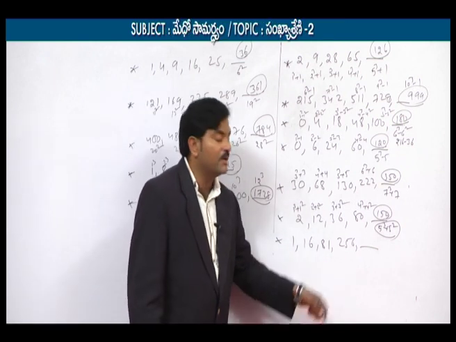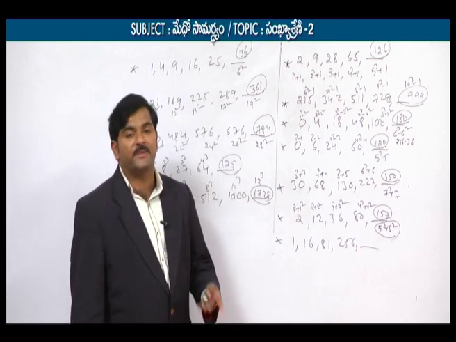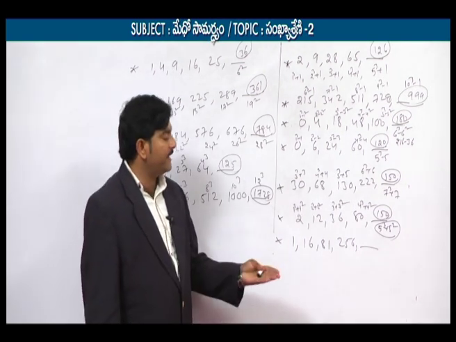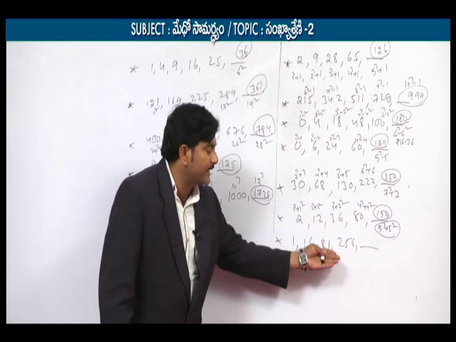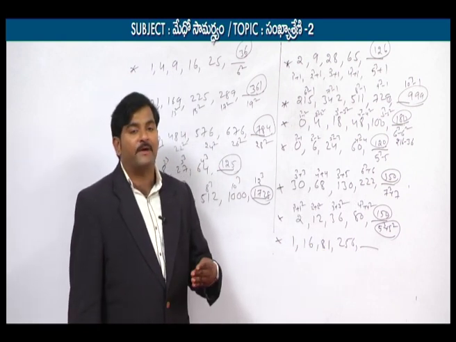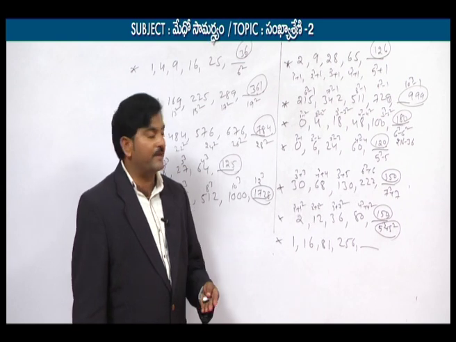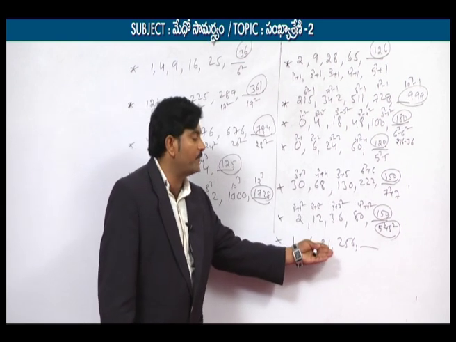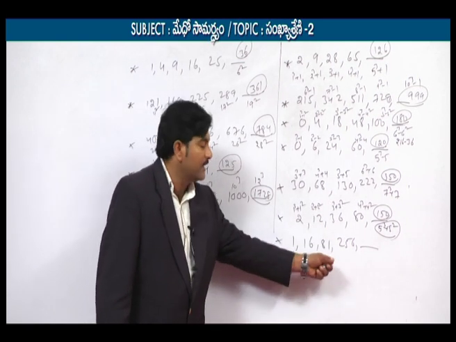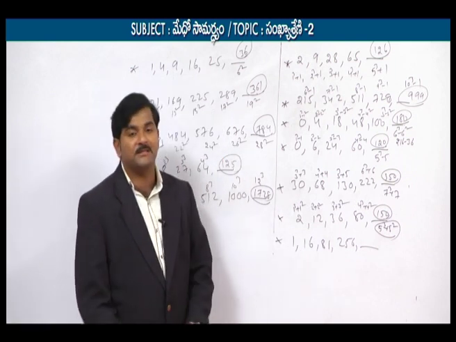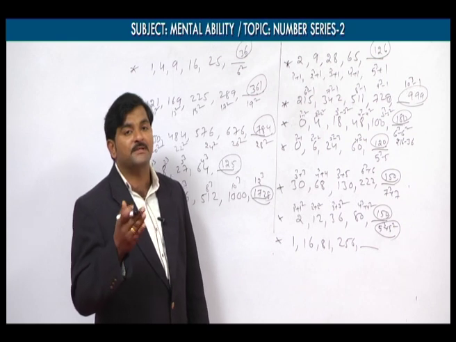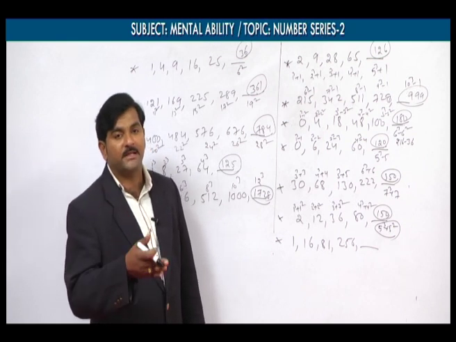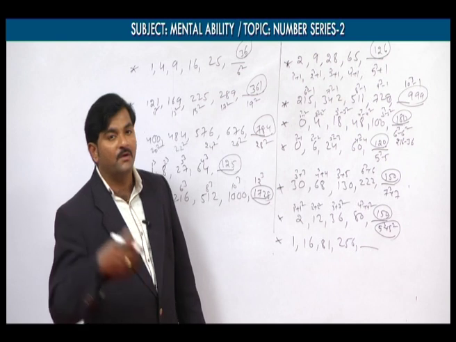Similarly, 256. Will you get 5? No, it is not 5 power 4, because 5 cube value is 125. So it is 4 power 4, because 256 means 16 square, and 16 square means 4 power 4. 16 into 16, 4 into 4, 4 into 4.